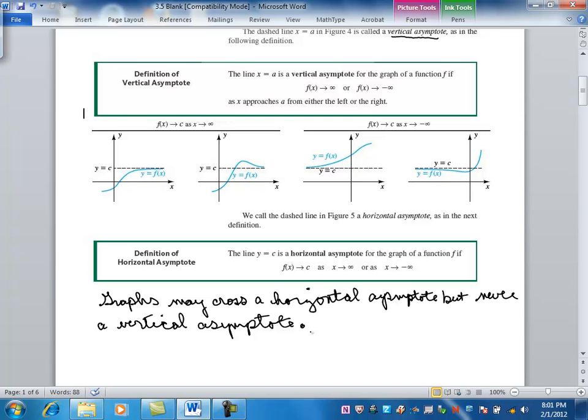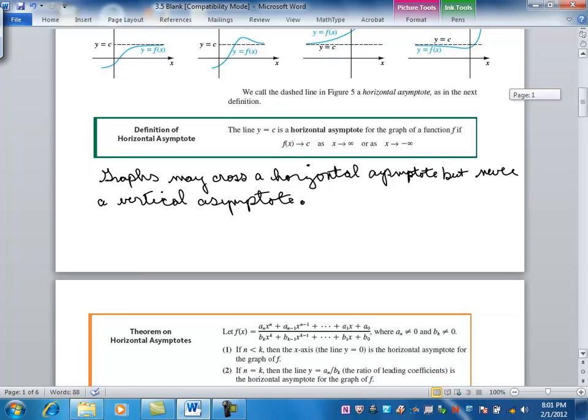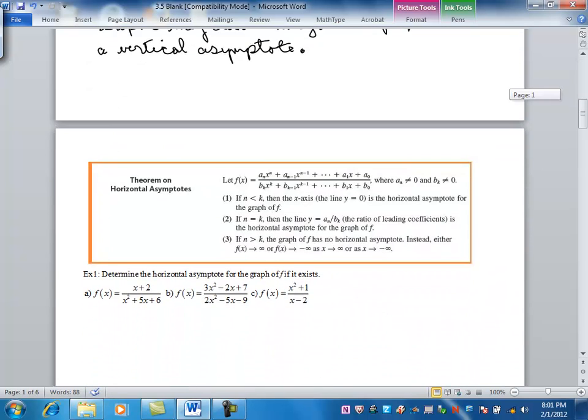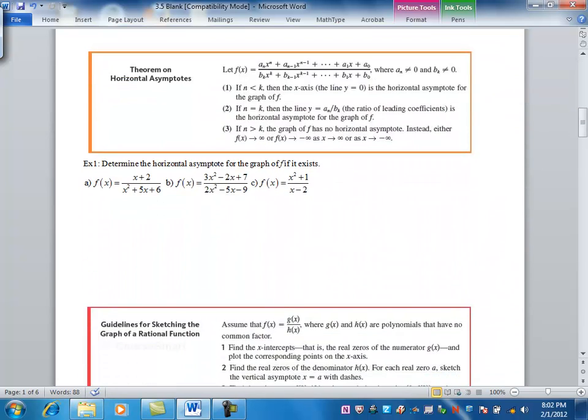And just like we can predict the behavior of the graph around vertical asymptotes, we can do the same thing with horizontal. When a graph approaches an asymptote, folks, it's going to get real close to it. It's going to hug it. With a horizontal asymptote, it might actually cross it. We'll talk about how that works out here in a little while, whether we're going to cross a horizontal asymptote or not. There are some results that we can talk about with horizontal asymptotes.